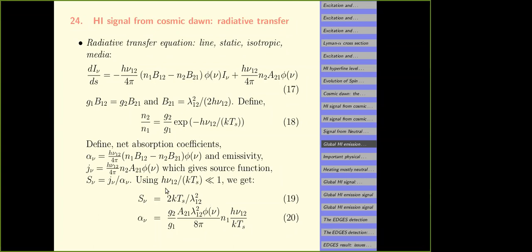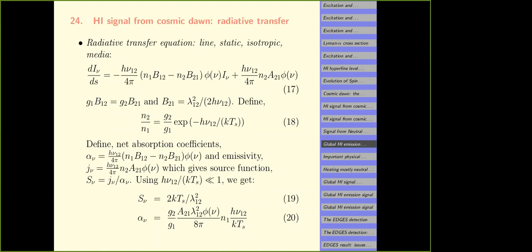And I am always assuming, as I have said, h nu 12 by k Ts is much, much smaller than unity. Otherwise, the source function would be a more complicated function, but still tractable. So equation 19 defines the source function. Equation 20 gives you alpha nu, the net absorption, which is the first term weighted down by h nu 12 by k Ts, which is basically stimulated emission, which kills most of your absorption.